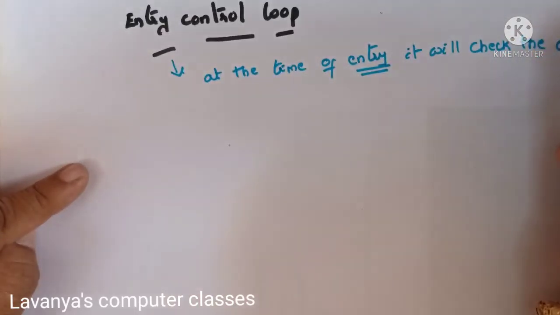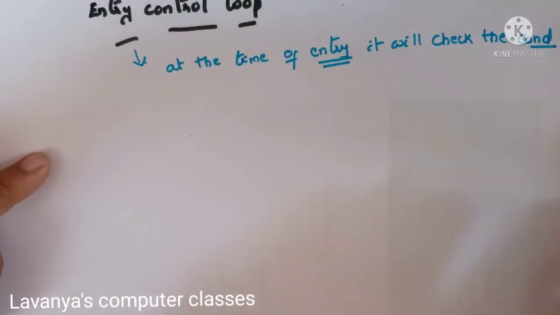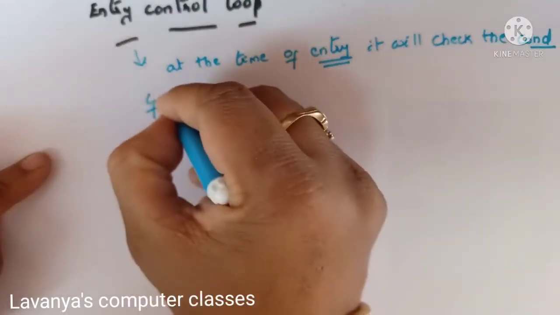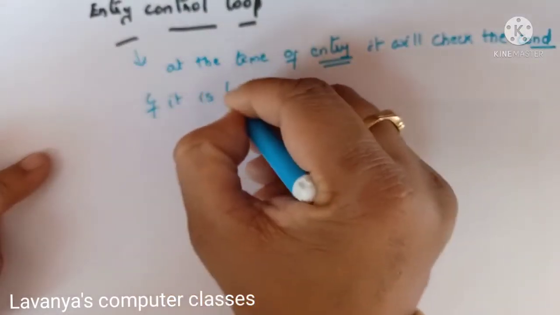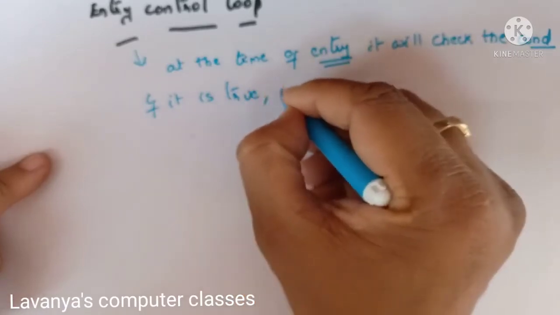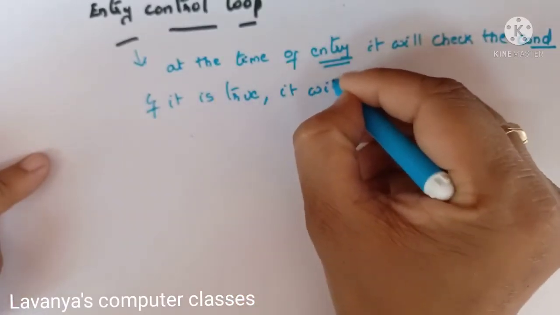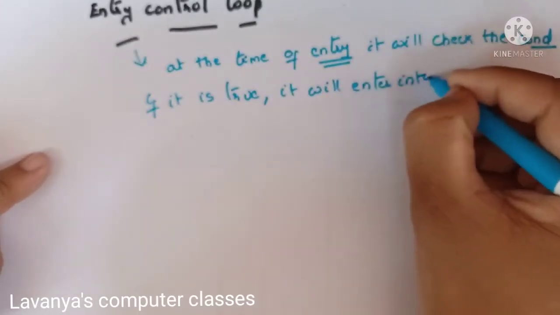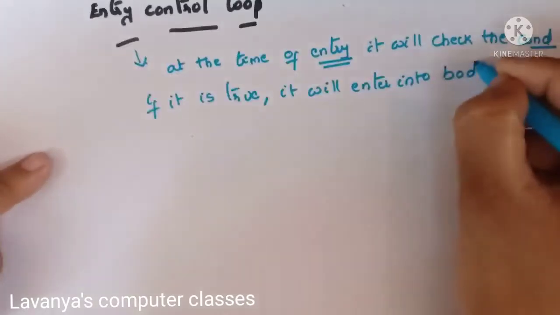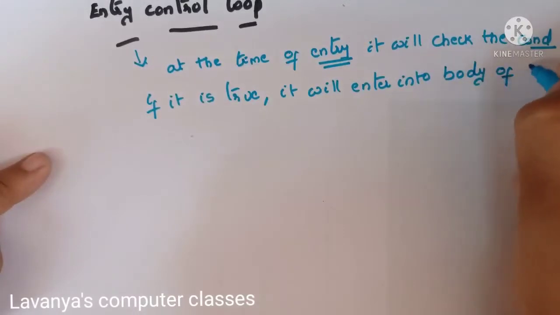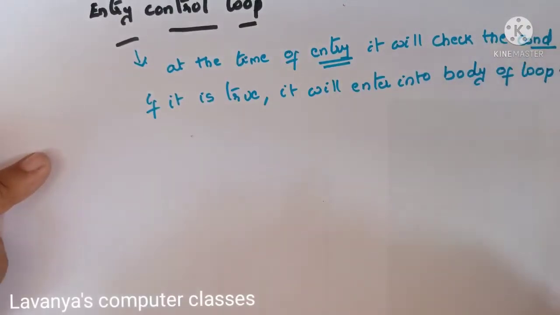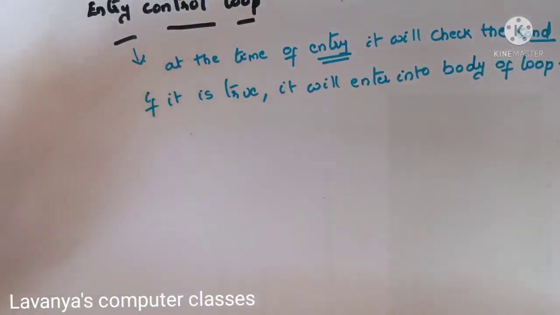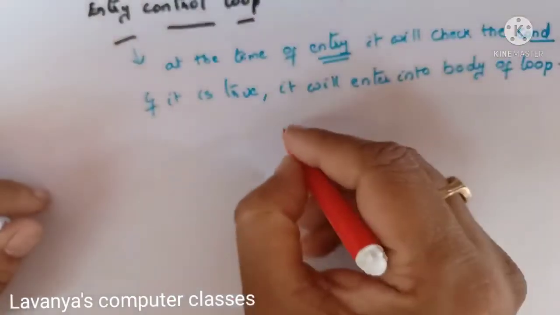For example, if you want to travel in an RTC bus, first you have to take the ticket. That means first you have to check whether you have money or not. If the money is not there, you immediately exit from the bus; it is not possible to enter the bus. So in the entry control loop, it will first check the condition. If the condition is true, then only it enters the body of the loop. So this is the entry control loop.